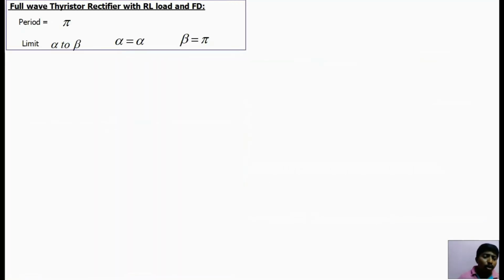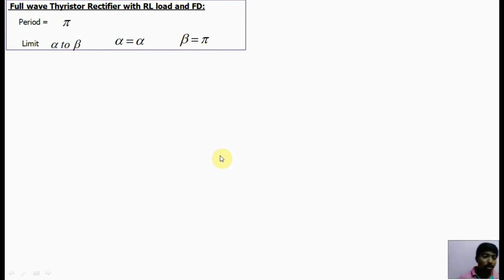Then full wave diode rectifier with RL load and freewheeling diode, similar concepts. For full wave, period is equal to pi. Diode rectifier, the limit alpha starts from alpha, firing angle. For RL load, beta is equal to pi plus alpha, continuous conduction. But here freewheeling diode is used. This freewheeling diode eliminates the inductive load effect, so it is equal to R load, so beta is equal to pi.